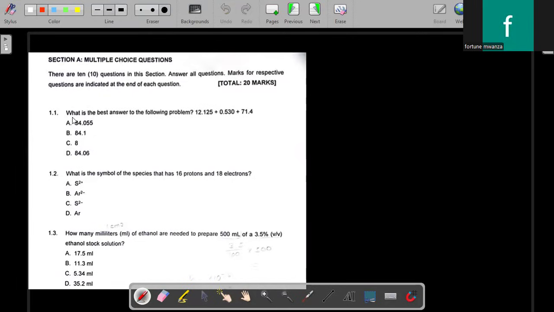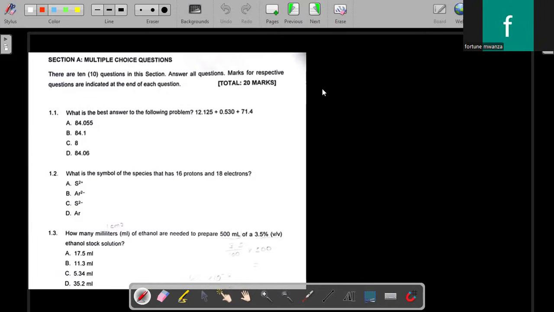Question number 1 is saying, what is the best answer for the following problem? So we've been given a problem there, which is 4.125 plus 0.530 plus 71.4. So you're adding these numbers. So what concepts do you need to know here?